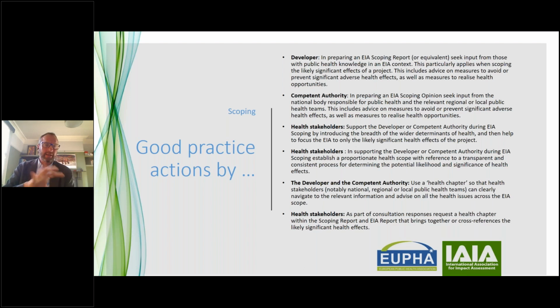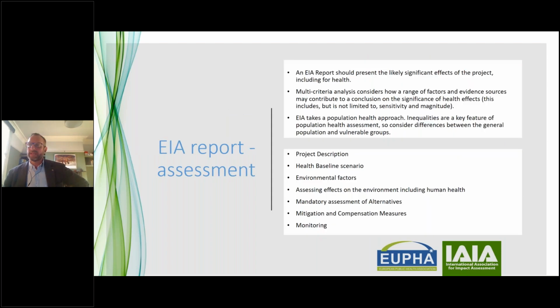We also recognise, given the cross-cutting nature of health, that this will draw on some of the other chapters in the EIA report, but it's, again, important to start establishing that. So next one, please.